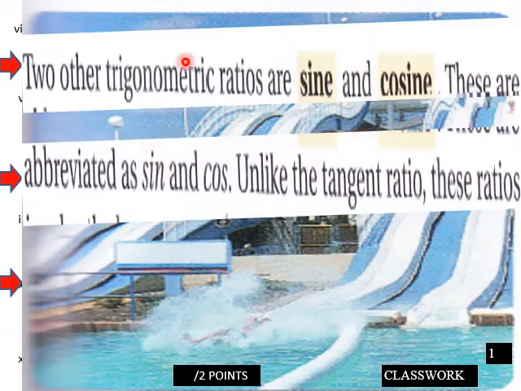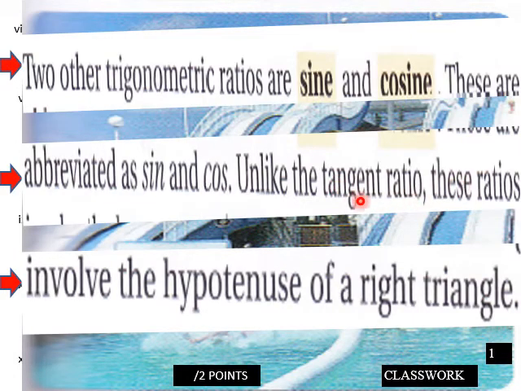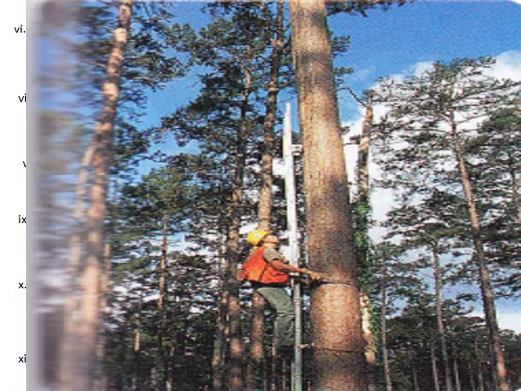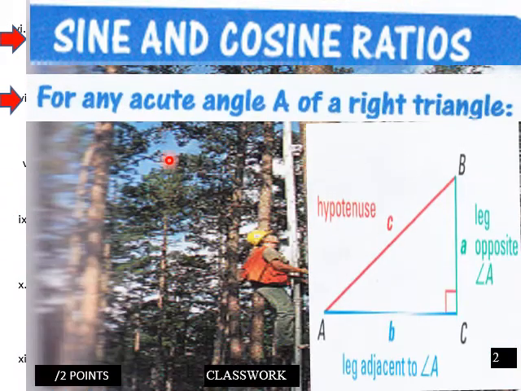Okay, so two other trigonometric ratios. We did tangent, now sine and cosine. These are abbreviated as sin and cos. Unlike the tangent ratio, these ratios involve the hypotenuse of a right triangle. So now we're going to deal with a hypotenuse for any acute angle A of a right triangle.